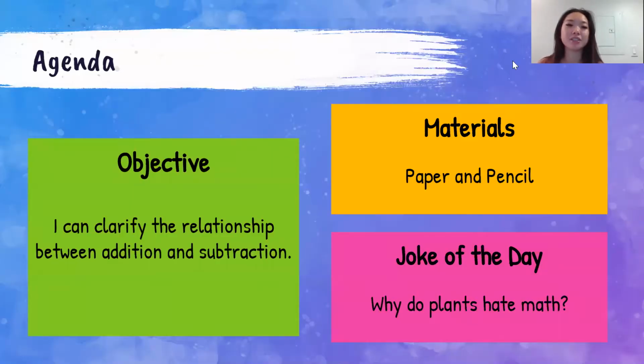So on our agenda for today, we have objective, materials, and the joke of the day. Our objective for today is: I can clarify the relationship between addition and subtraction. By the end of the day, after all the material that we learn, you'll be able to do that. Continuing on our materials section, we have paper and pencil.